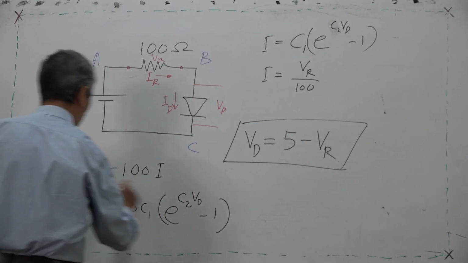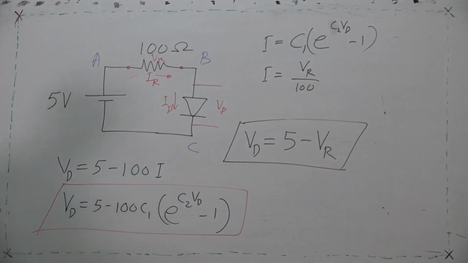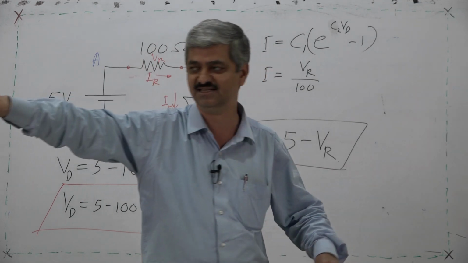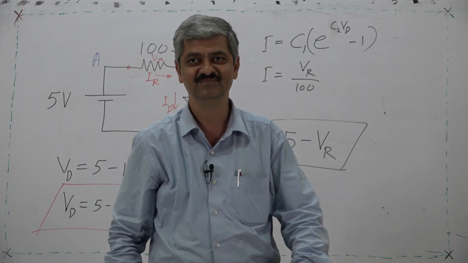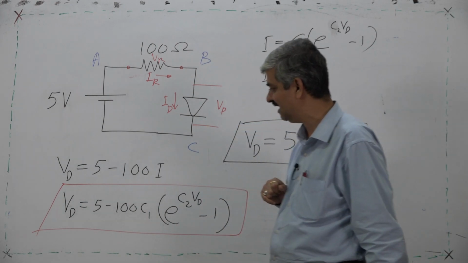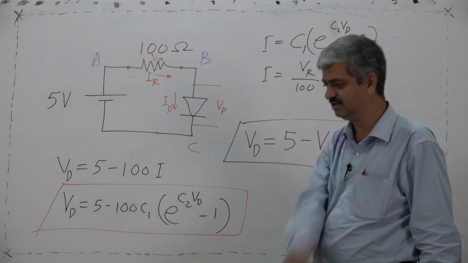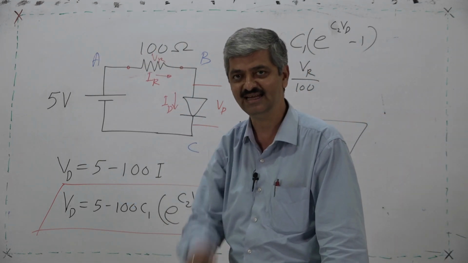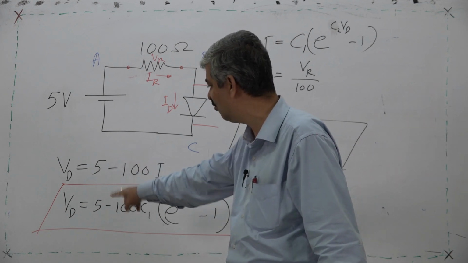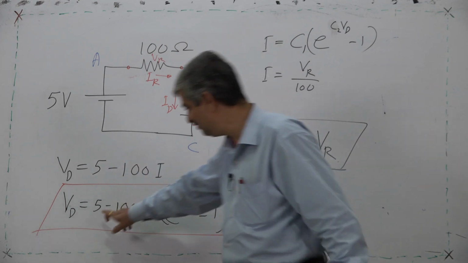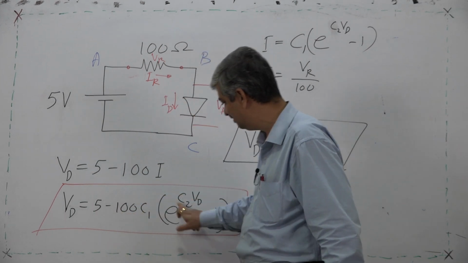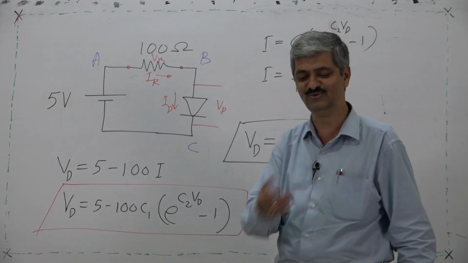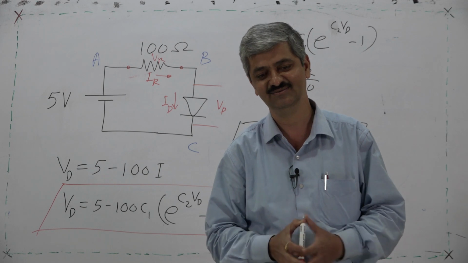Why? Because then you will ask how you are claiming to have the answer, with VD unknown on the left hand side and everything known on the right hand side. I say that we have got it because except VD everything is known in the equation. 5 is known, 100 is known, this constant is known, this constant is known, this is a universal constant. Then how will we solve it, what would be the answer?